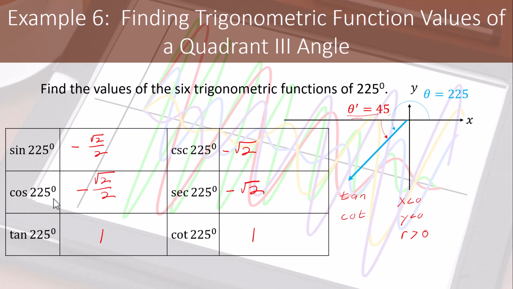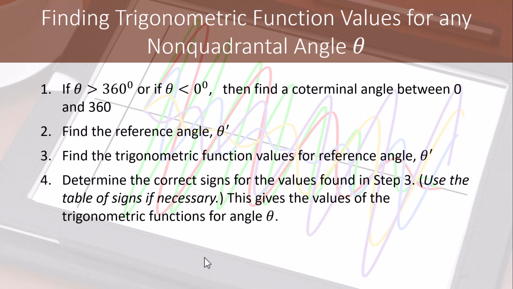Once again, sine, cosine, cosecant, and secant of 225 degrees is basically just the negative of the same functions for 45 degrees. And in the case of tangent and cotangent, they happen to be the same. And that kind of gives you an idea of how you want to find trig functions for any non-quadrantal angle theta. The first thing is, if theta is above 360 or less than 0, we want to find the coterminal angle between 0 and 360. Actually, it's okay if we go from negative 360 to 360.